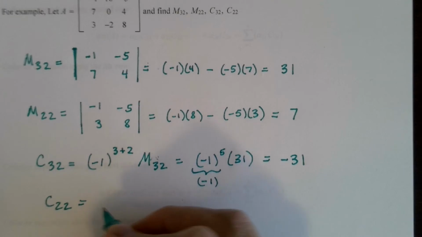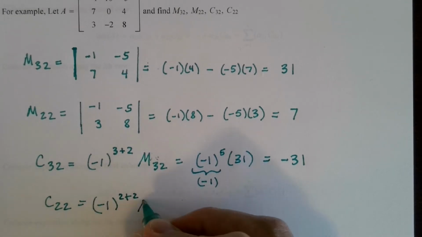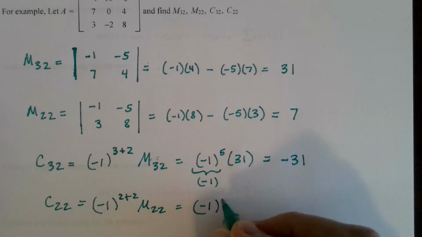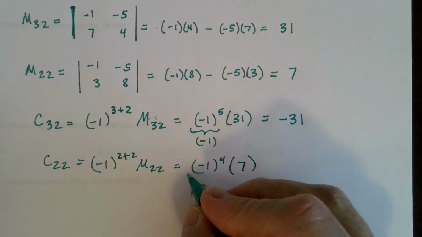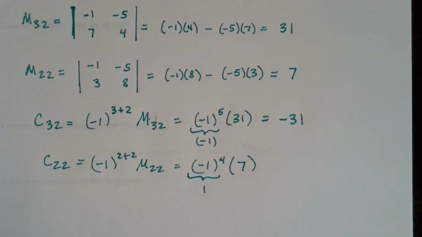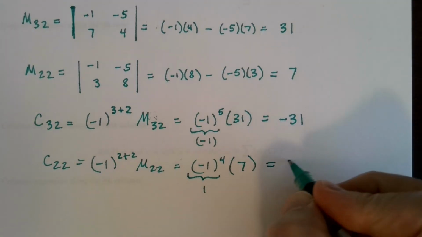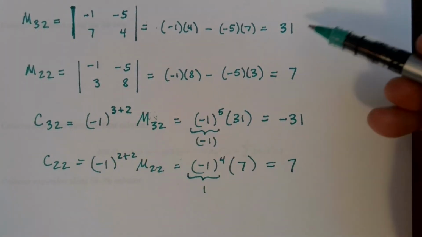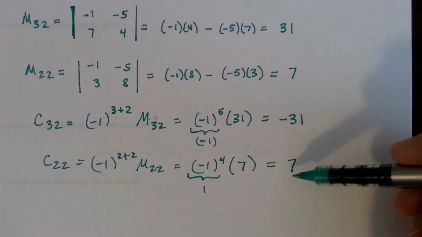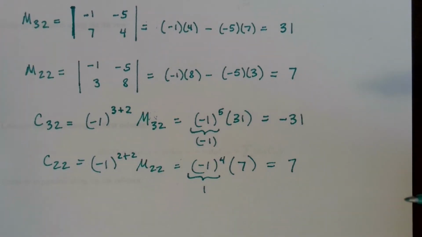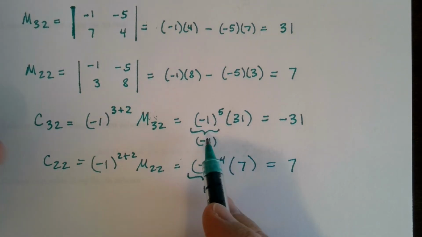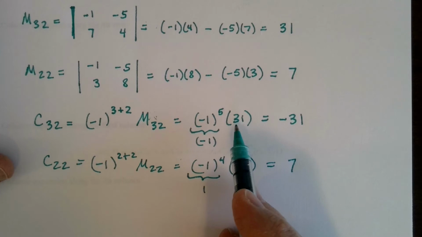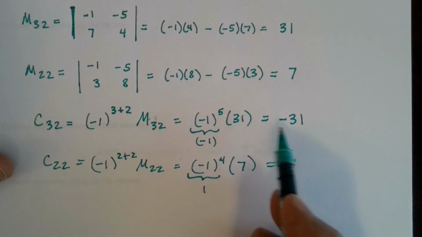C22 is -1 to the i plus j, and i and j are both 2. So I get -1 to the 4th times M22, which we calculated to be 7. -1 to the 4th, though, is +1, right? So -1 to an even power is going to be +1, so I just get 7. So you can see the cofactor sometimes is -1 times the corresponding minor, and sometimes it's equal to the minor. Of course, it depends on the sign of the minor: it was -31, so the cofactor is positive.